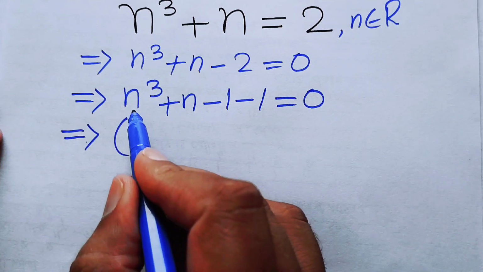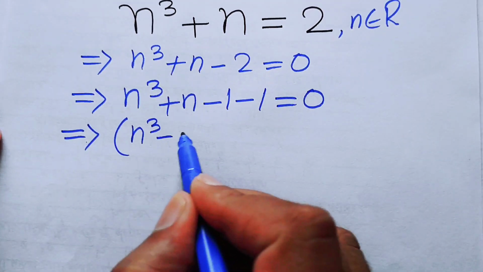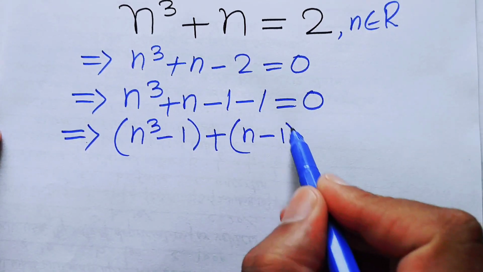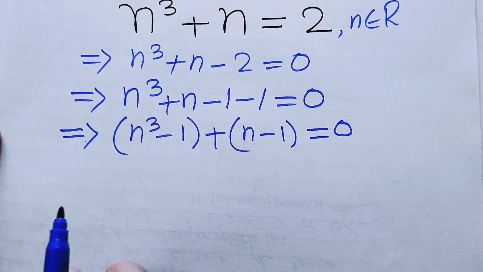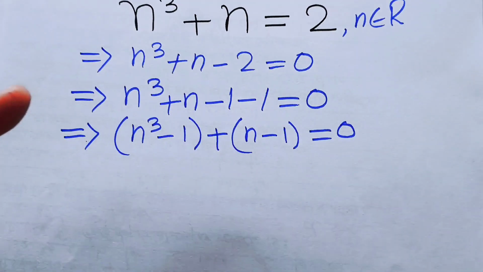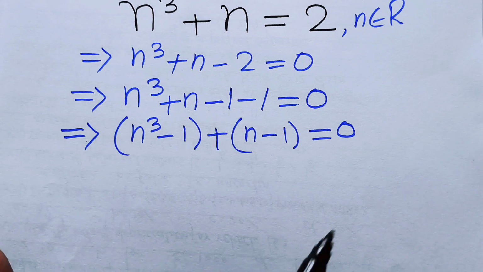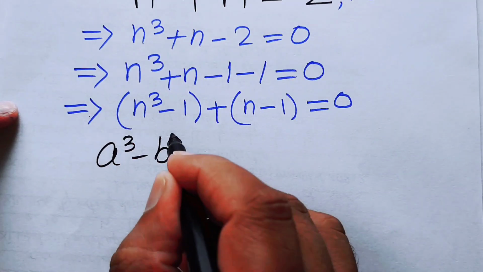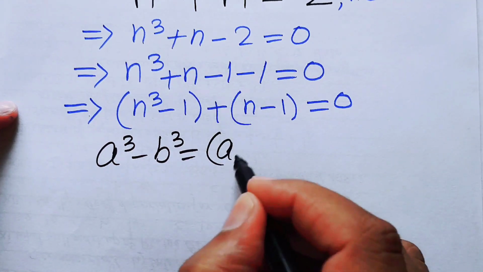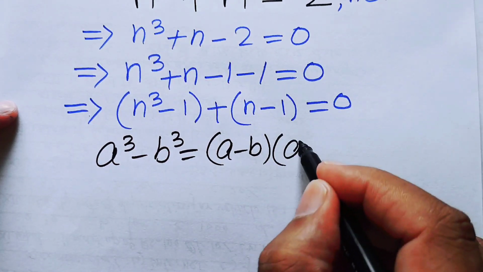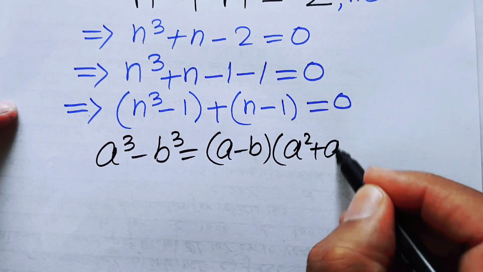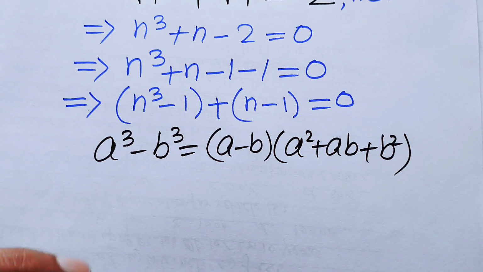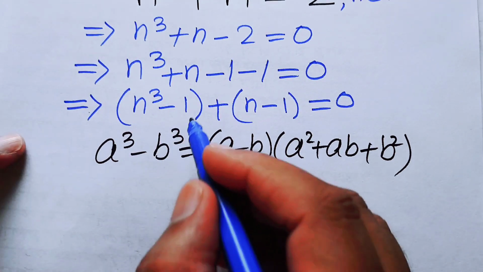So here I can make the pair of n cubed with minus 1, and plus we make the pair of n with minus 1, and this whole is equal to 0. And after this step I can apply the nice cubic formula, and you know about this formula. If we have a cubed minus b cubed, it is equal to a minus b times a squared plus ab plus b squared.